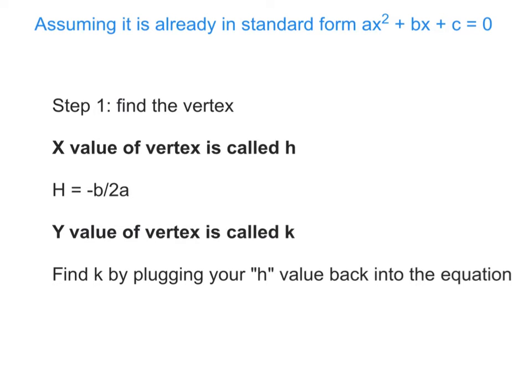Step 1, find the vertex, which we've actually already done in this class. The x value of the vertex is called h. h equals negative b over 2a. And remember, we did that here in Unit 5 at the tail end when we were solving quadratic functions in the word problems. Then the y value of the vertex is called k. Find k by plugging your h value back into the equation, which we also did when we solved for the word problems.